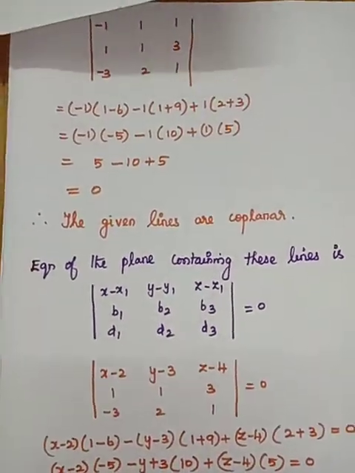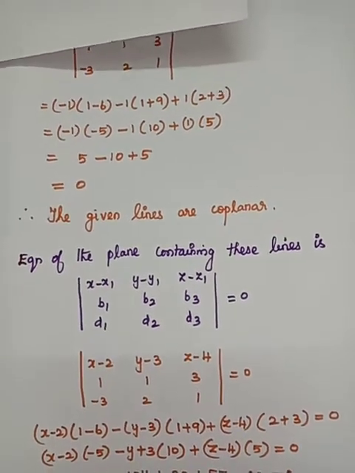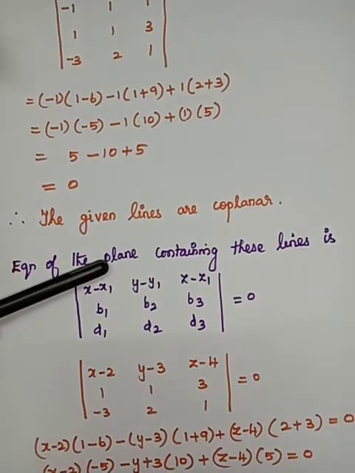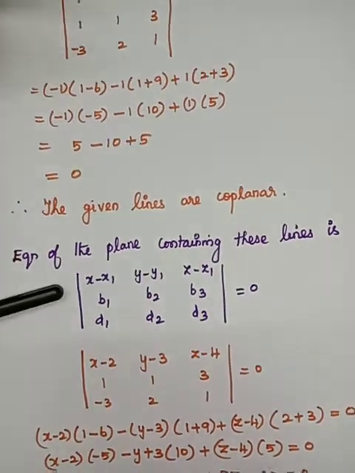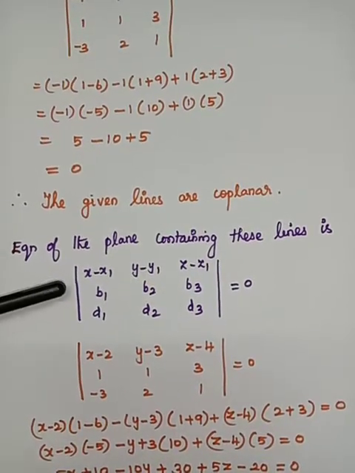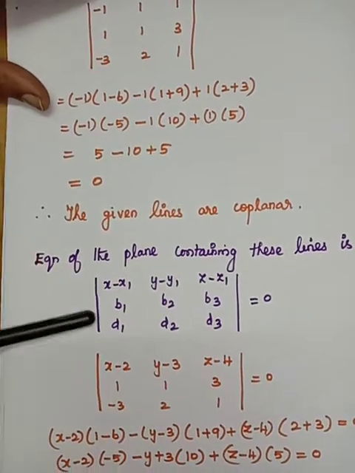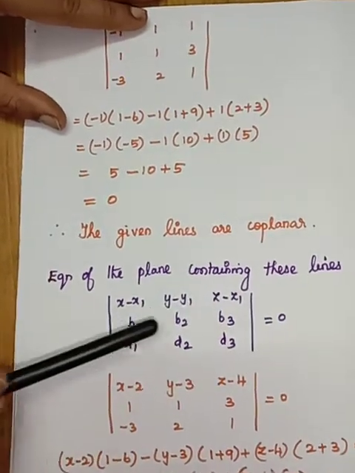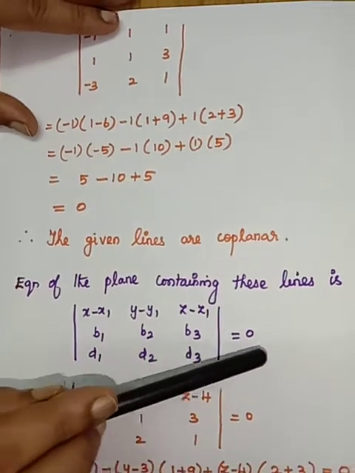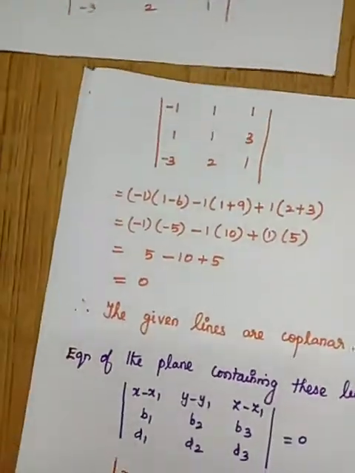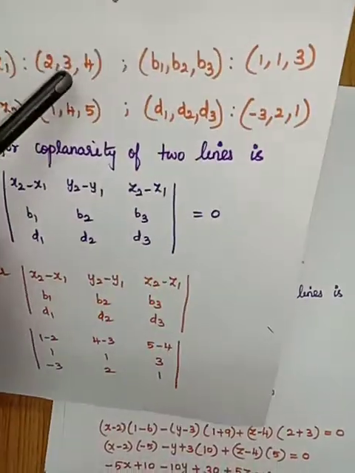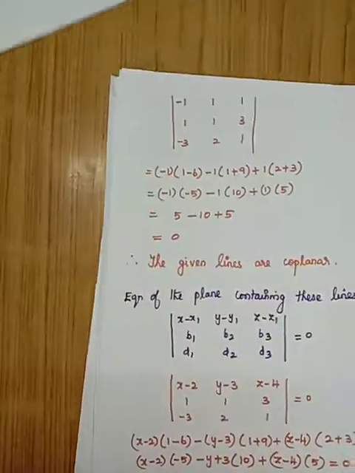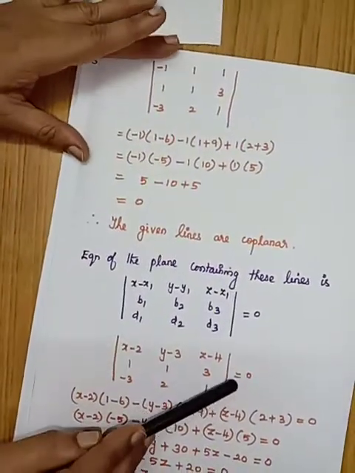Now you are going to find the equation of the plane. The equations are in the Cartesian form, so we are going to take the equation of the plane in the Cartesian form. You have two formulas. If you consider the passing point of the first line, you can write the determinant x minus x1, y minus y1, z minus z1, b1, b2, b3, d1, d2, d3, which is equal to 0. Here x minus 2, y minus 3 and z minus 4, b1, b2, b3, d1, d2, d3, which is equal to 0.